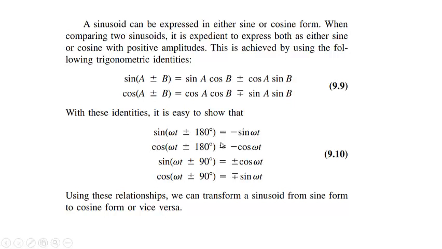One more set of identities that we can use to convert between sine and cosine of the sinusoid is this: sine of omega t plus or minus 180 is equal to minus sine omega t, cos of omega t plus or minus 180 is equal to minus cos omega t, and sine of omega t plus or minus 90 is equal to plus or minus cos of omega t. When plus is used over here, it will be plus here. When minus is used over here, it will be minus. Similarly, cos of omega t plus or minus 90 is minus or plus sine of omega t. Mostly we use these identities as compared to the others, but sometimes we may have to use those identities as well.